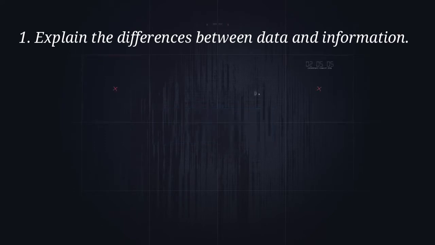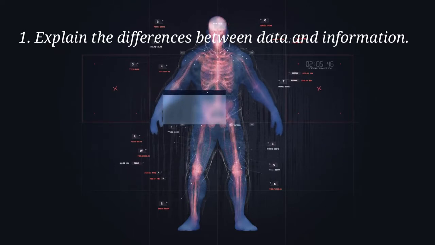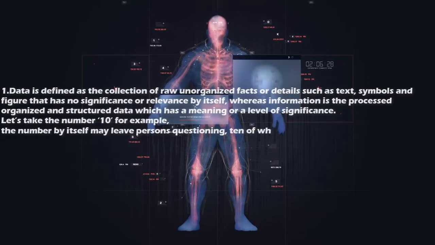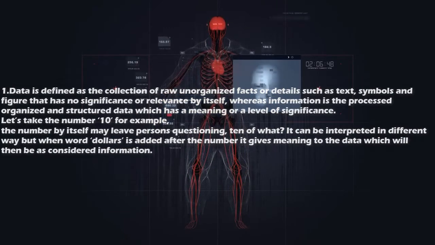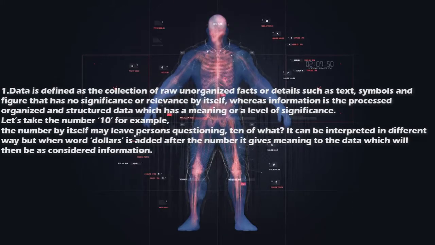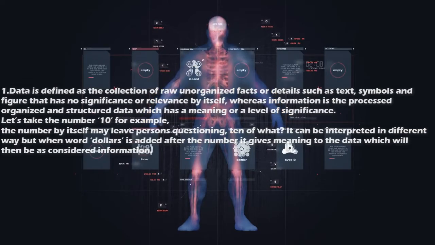Explain the differences between data and information. Data is defined as the collection of raw, unorganized facts or details, such as text, symbols, and figures, that has no significance or relevance by itself. Whereas information is the processed, organized, and structured data which has a meaning or a level of significance.